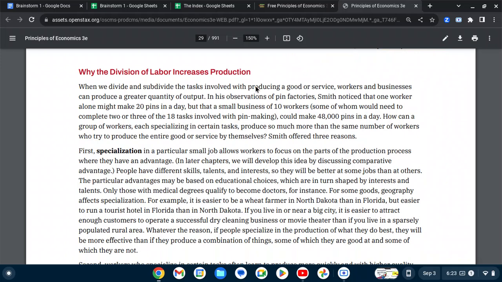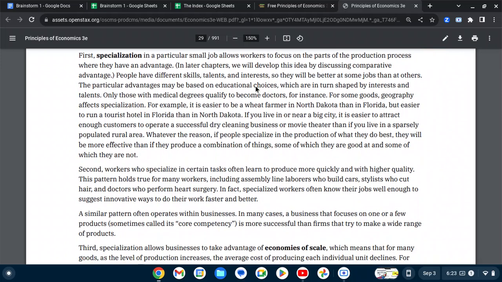Smith offered 3 reasons. First, the specialization in a particular small job allows workers to focus on the parts of the production process where they have an advantage. People have different skills, talents, and interests, so they will be better at some jobs than at others. The particular advantages may be based on educational choices, which are in turn shaped by interests and talents. Only those with medical degrees qualify to become doctors, for instance.